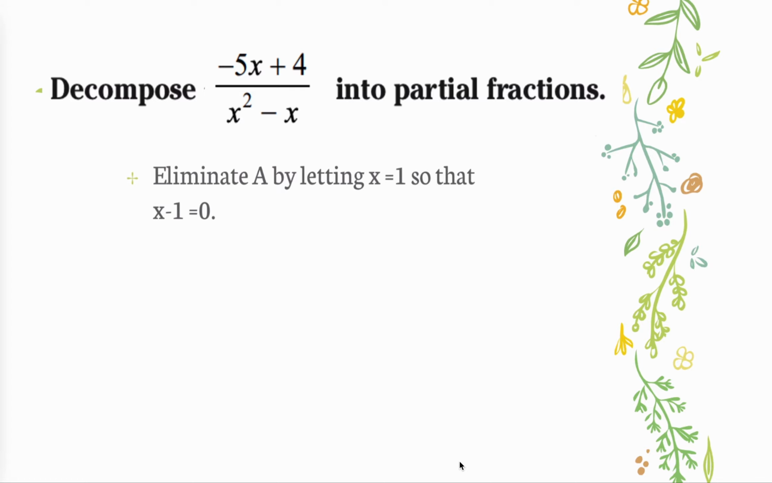Then we're going to take that negative 5x plus 4 equals a times x minus 1 plus b times x. And we already found that a equals negative 4. And we're going to set x equal to 1 so that x minus 1 equals 0. So negative 5 times 1 plus 4 equals a times 1 minus 1 plus b times 1. And so that cancels out. Negative 5 plus 4 is negative 1 equals b.